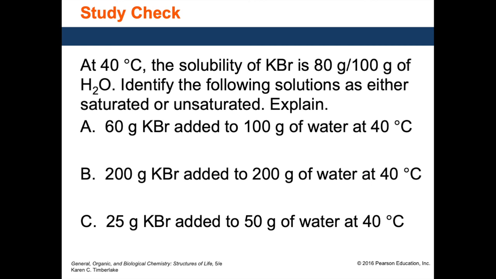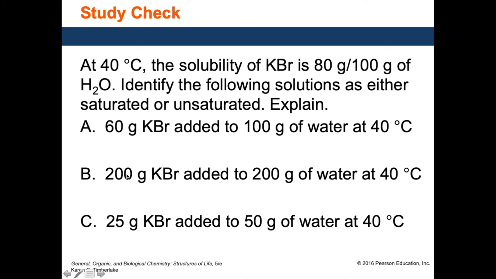So let's look at this first example. We have 60 grams of potassium bromide, and we add it to 100 grams of water. Is this going to be a saturated solution or unsaturated? Will all 60 grams dissolve? The answer is yes. Since the solubility is 80 grams of potassium bromide for every 100 grams of water, 60 grams is less than 80, so all 60 grams will dissolve. So this will be an unsaturated solution.